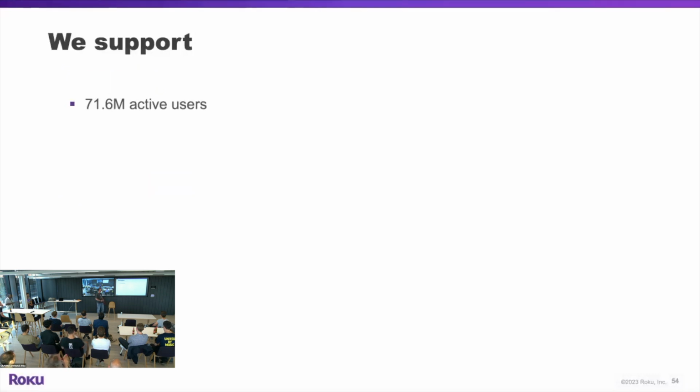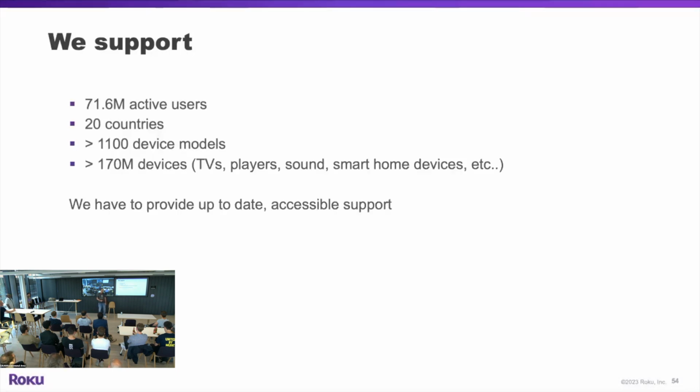So the customer care team supports more than 71 million customers. We have over 20 countries to support, and also more than 1,100 device models. That's different kinds of devices. In total, those are 107 million devices that we need to provide support for. This means that our customers might want help with setup, or maybe they have some issues, and we'd like to provide them with up-to-date, accessible support.